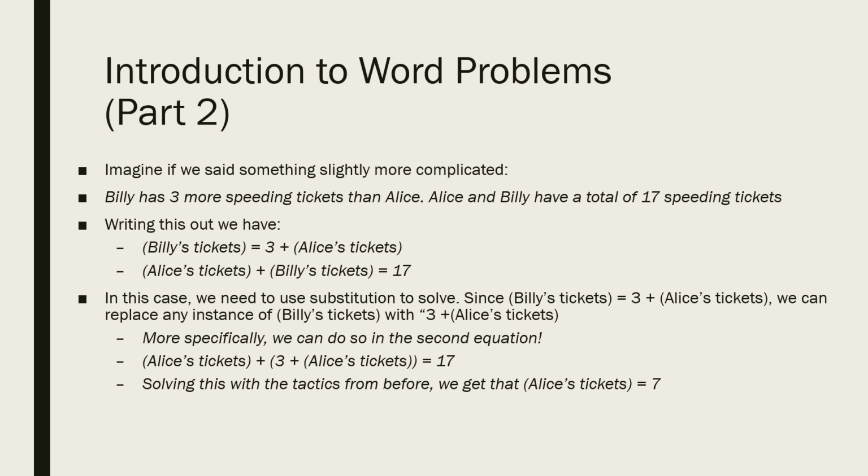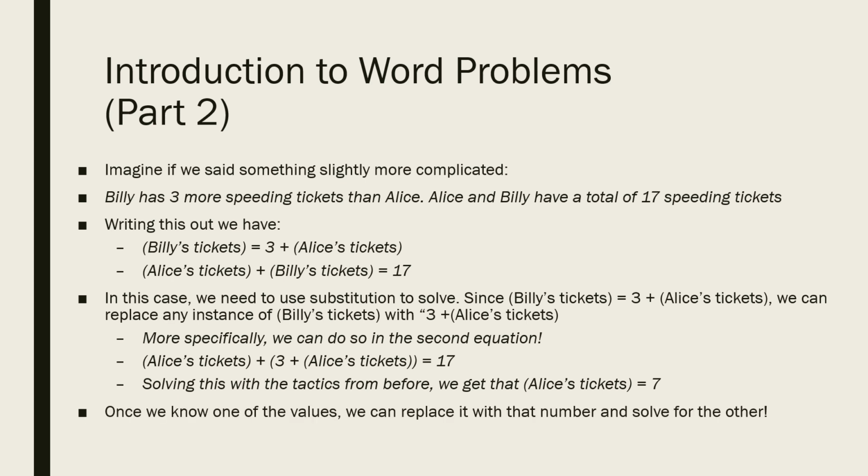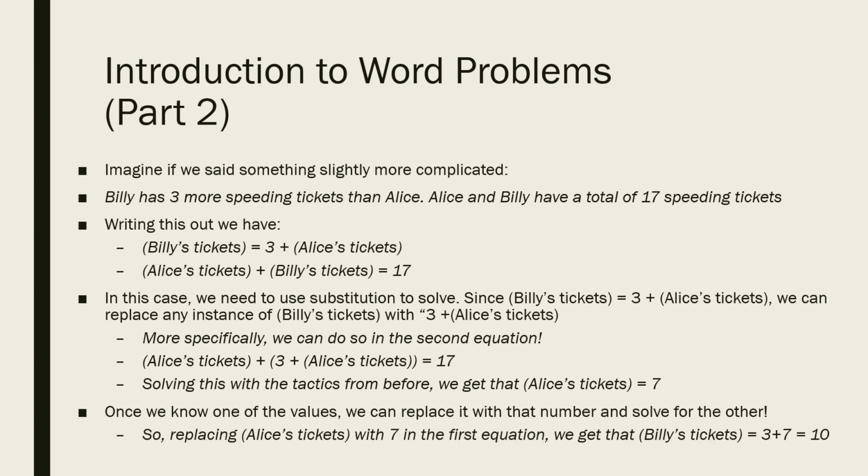Which means that since Alice's tickets is equal to 7, we can put that into the equations now. And we can find that Billy's tickets is 3 plus 7, which we know to be 10. So in the end, we know how many tickets Billy has and Alice has. We needed both equations to do so, but now we have that information.